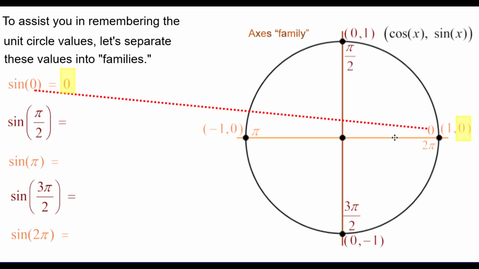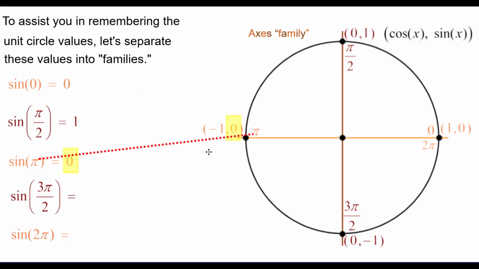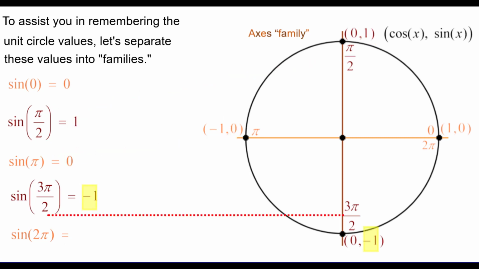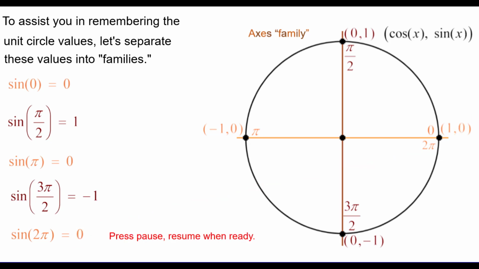So the sine of 0, 0 lands here, and the second coordinate of that point is 0. So the sine of 0 is 0. The sine of pi over 2, which lands here, the second coordinate is 1. Sine of pi, 0. Sine of 3 pi over 2, negative 1. And the sine of 2 pi back to 0. Press pause, resume when you're ready.